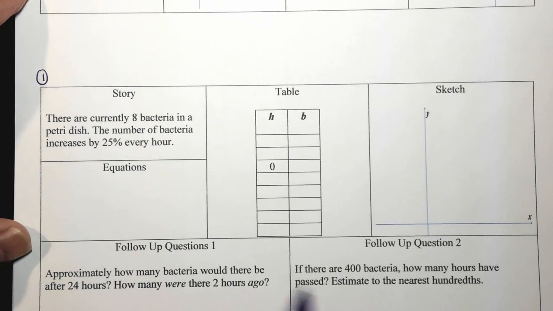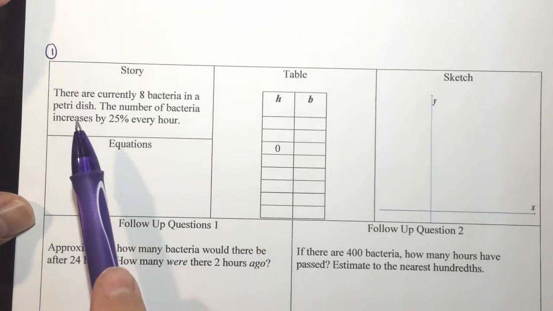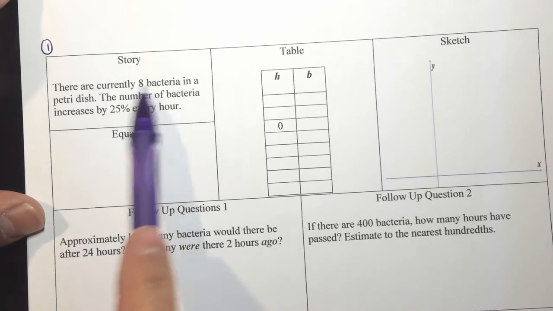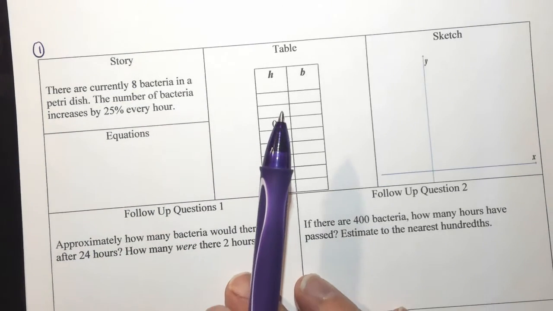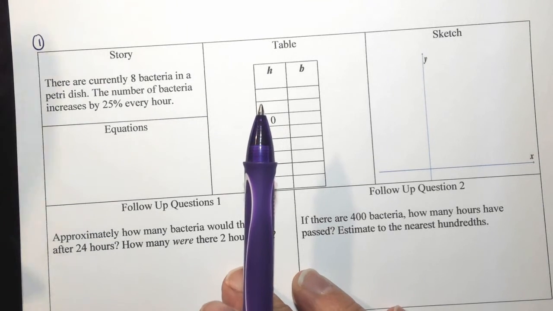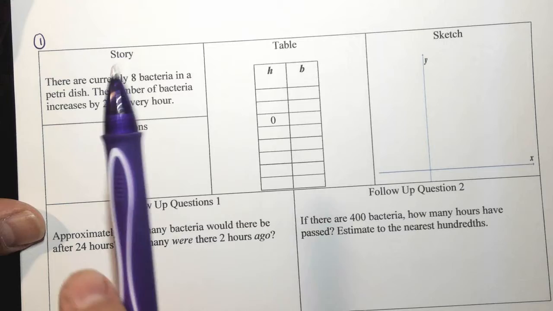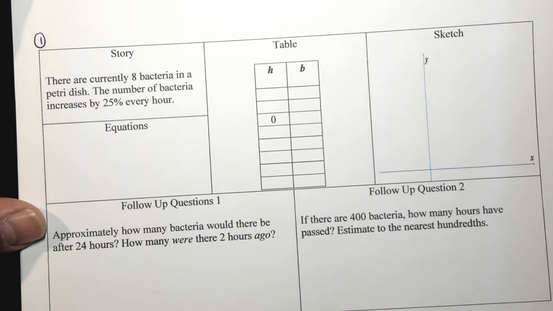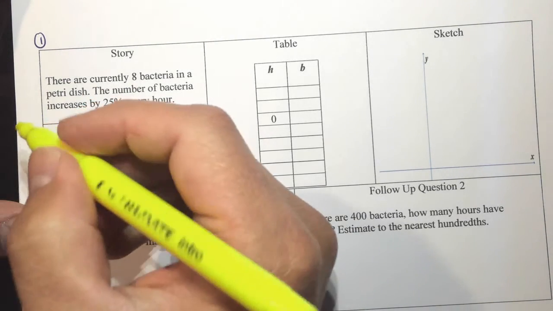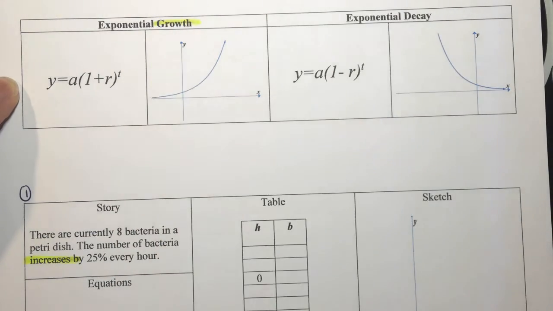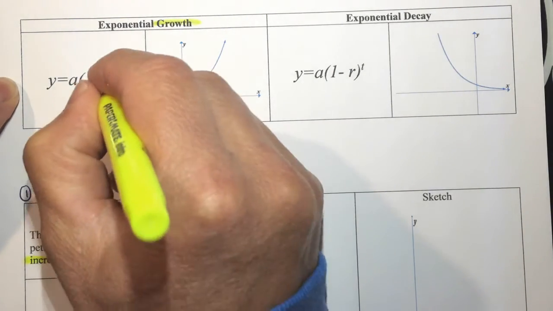Oh, shoot. Now I can't think. Anyways, there are currently 8 bacteria in a petri dish. That's not possible, by the way. It could be 8 million, 8 clusters, but whatever. 8 bacteria in a petri dish. The number of bacteria increases. So you got to pay attention to the words. This particular word tells you it's going to be a growth problem. Yeah. So we need a plus sign.